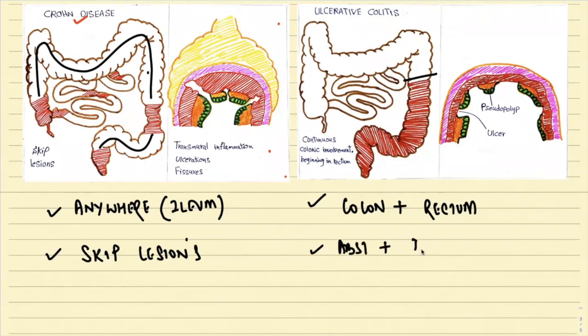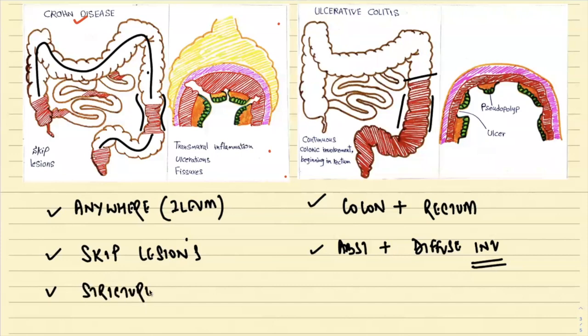In fact, there is a diffuse involvement. Yes, everyone will appreciate this. One other thing: these lesions in Crohn's disease are accompanied with strictures. The areas have become stricken. But over here, there are no strictures. So, very important, strictures are present over here, whereas strictures are rare over here. Everyone agreed with this point?